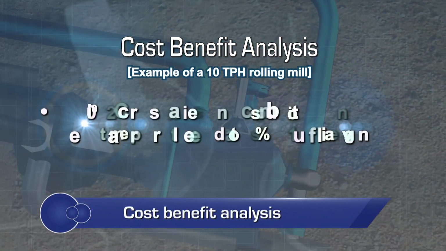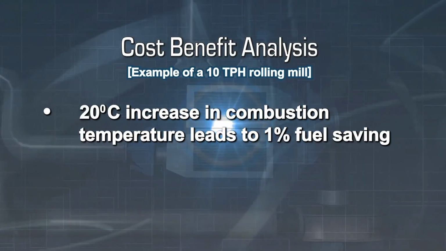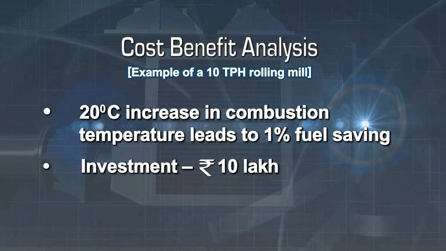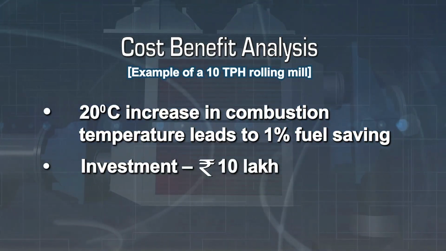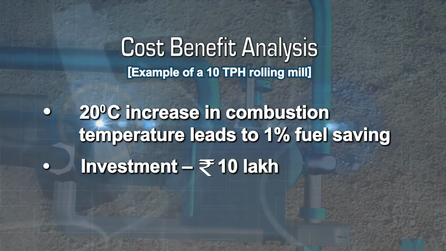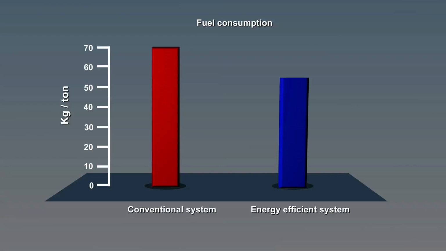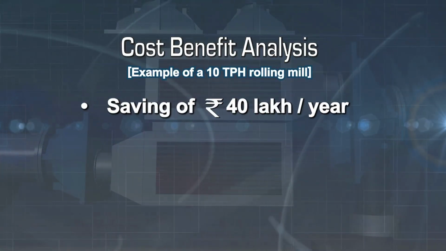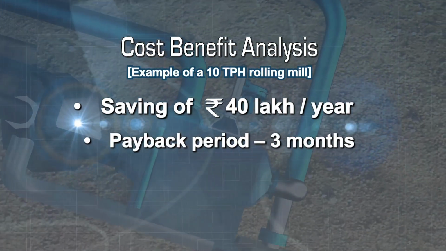Every 20 degrees Celsius increase in combustion air preheat temperature leads to saving of fuel by 1%. Investment in a recuperator varies with its effectiveness. A high-efficiency recuperator for a 10 TPH furnace would cost around 10 lakhs. This will lead to a saving in specific fuel consumption by 15%. Annually, a 10 TPH plant will save around 40 lakh rupees. Thus, the investment can be recovered in less than 3 months.